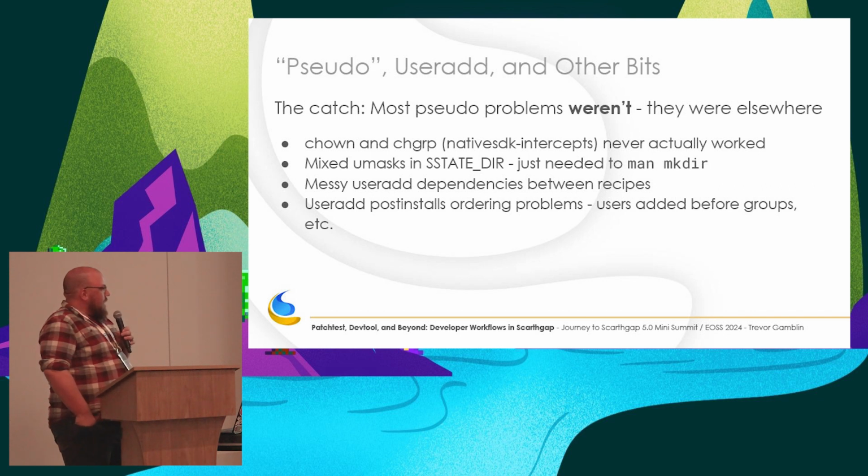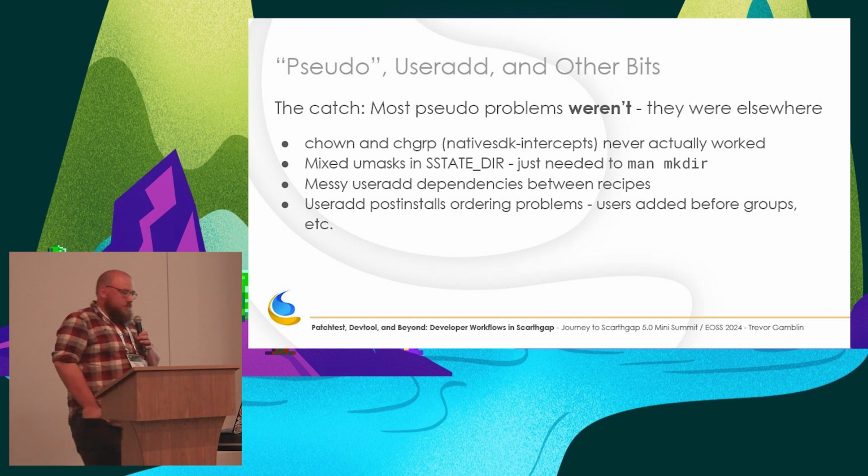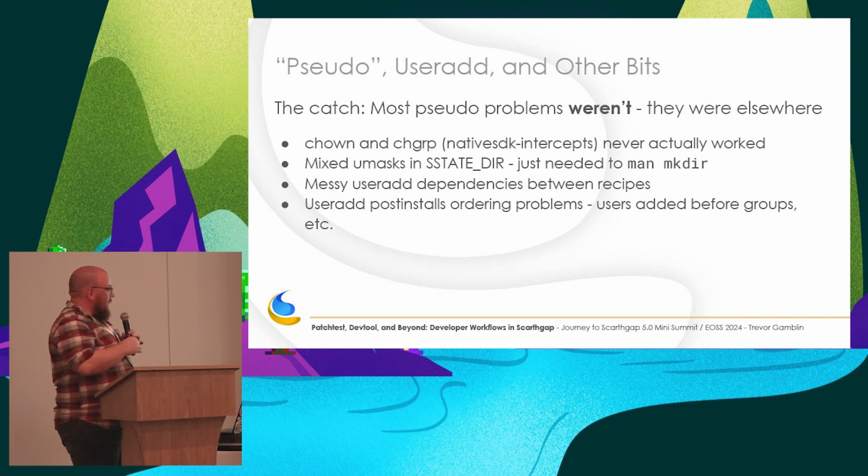And there were some messy dependencies with useradd, groupadd. In a lot of cases, some recipes would be trying to add a user that was a member of a group before that group actually existed. So you run into all sorts of issues building in cases like that.